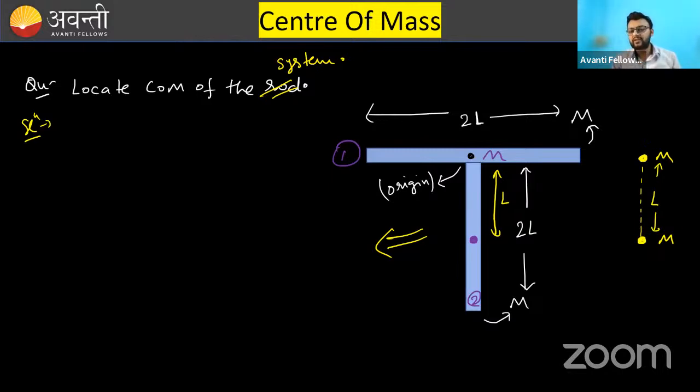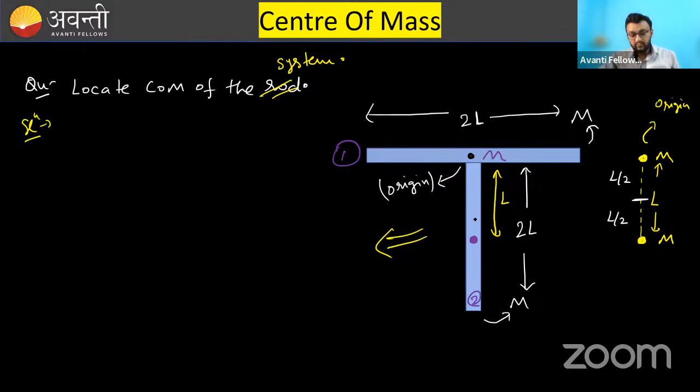Now locate the center of mass. This is the origin. Can you see that these two masses are identical? So for identical masses, the center of mass is at their center. So the center of mass will be at this center, which is L by 2, L by 2. I didn't even need to write anything to solve this question.